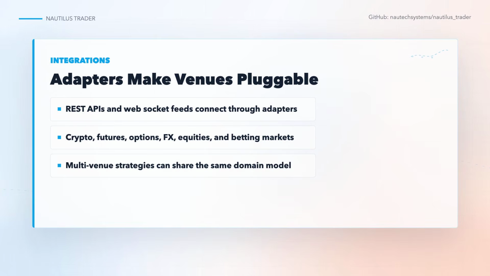The repo is also built around venues. NautilusTrader uses adapters to normalize different exchange and broker APIs into a unified model. The README lists crypto exchanges, data providers, prediction markets, betting exchanges, and Interactive Brokers. That matters because multi-venue trading gets messy quickly. A serious engine has to treat connectivity as a first-class problem.